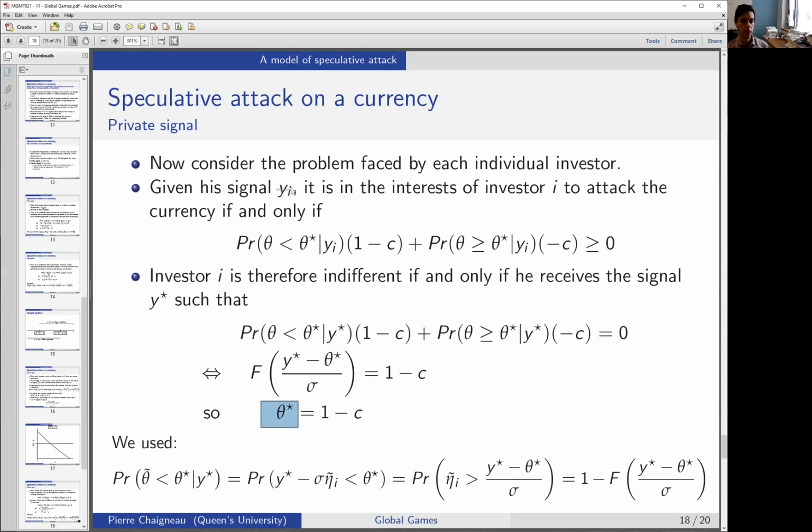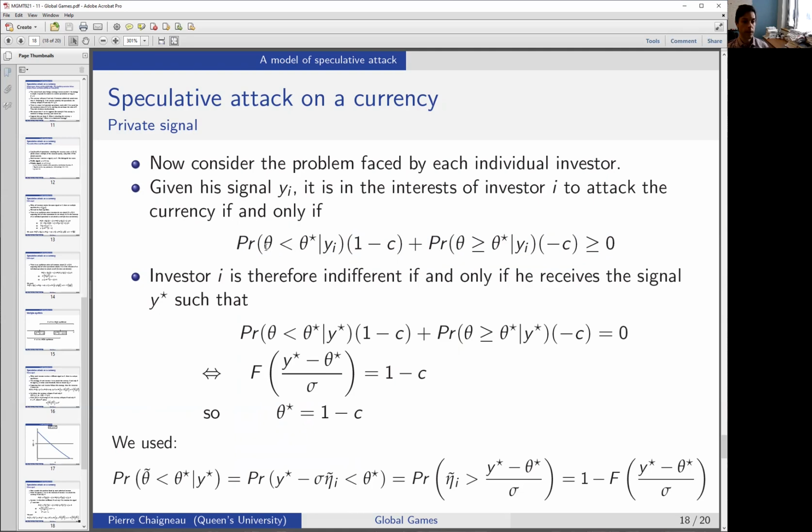So given a signal yi, so this is the information of each investor, this investor is going to attack the currency if and only if he's better off doing so. He's better off doing so if and only if the expected payoff he gets if he attacks is greater than what he gets if he does not attack, which is 0.